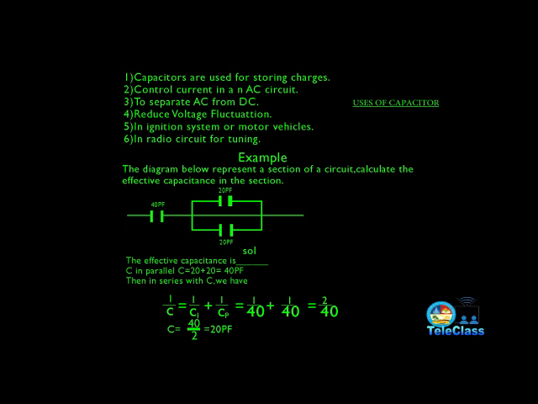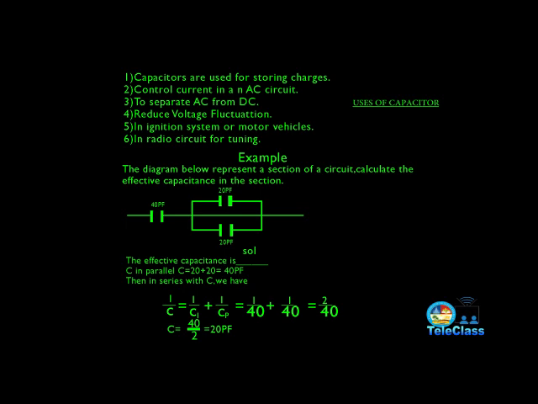Now, the diagram below represents a section of a circuit, and we take it bit by bit. The question says, calculate the effective capacitance in the section. Looking at the diagram, it comprises a capacitor in series combined with two other capacitors in parallel. Now, when you have a situation like this, what do you do?